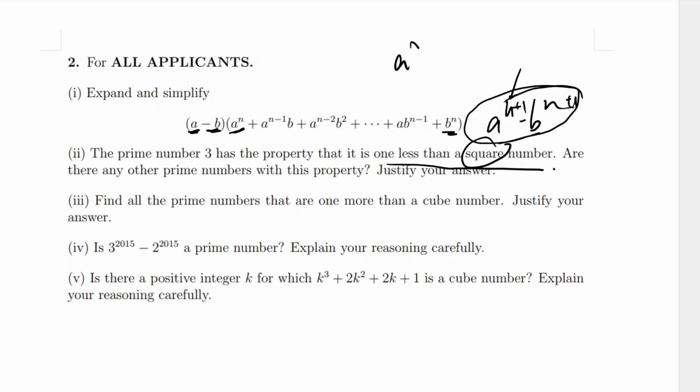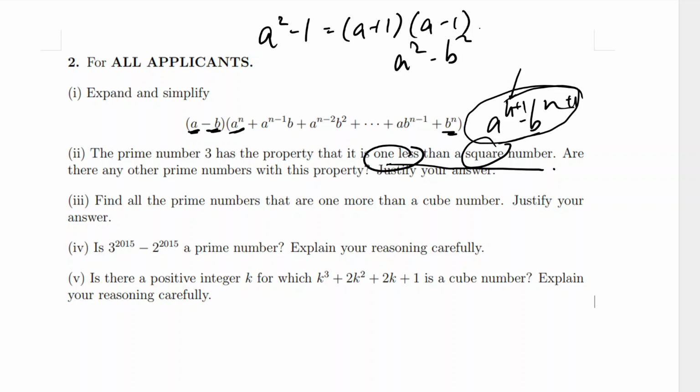So now I consider a squared minus b squared. And I need b to be 1, because I need it to be 1 less. Well, or minus 1. I just need b squared to equal 1, I suppose. So I have a squared minus 1. What is that? Well, that's a plus 1 times a minus 1, right?